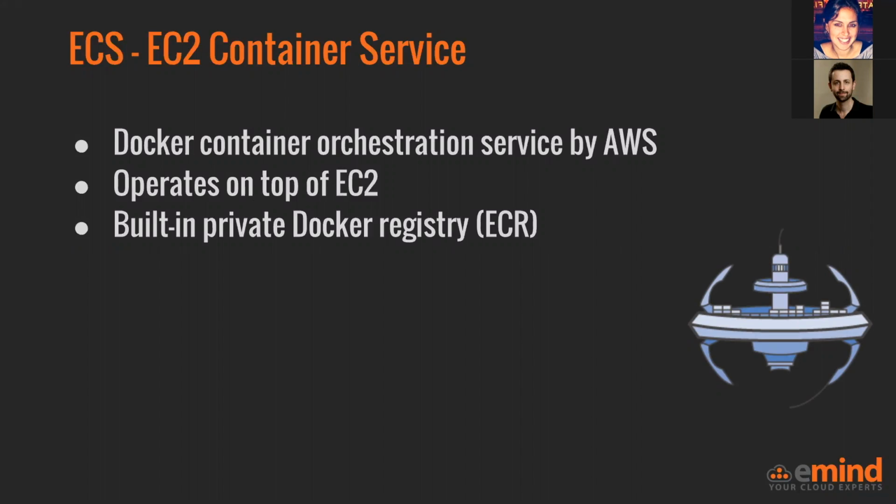Now, the guys at AWS have built their own orchestration solution called ECS, which is an acronym for EC2 Container Service. It is a proprietary solution which operates on top of EC2 and comes with a built-in private Docker registry called ECR. Now, ECS is free, which means you only pay for the AWS resources you use. That means EC2, ELB, etc.